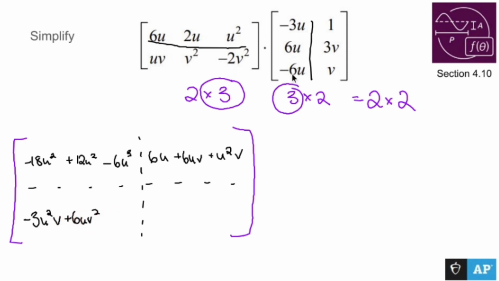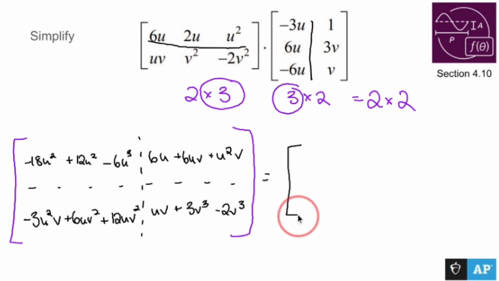v squared times 6uv is going to be 6uv squared. Negative 2v squared times negative 6u is going to be plus 12uv squared. A little bit of combining. uv times 1 is uv. v squared times 3v is plus 3v cubed. Negative 2 times v squared times v is going to be negative 2 times v cubed. So all it is now is just combining like terms in each row and column.